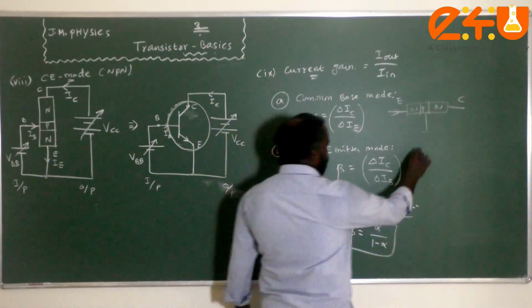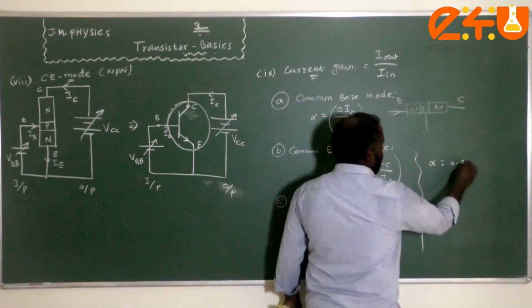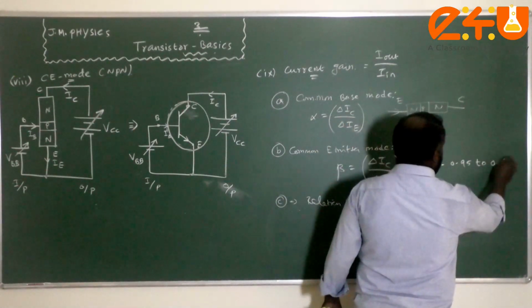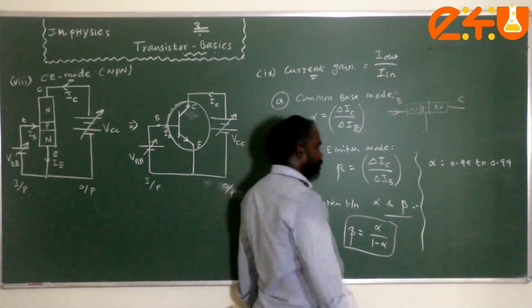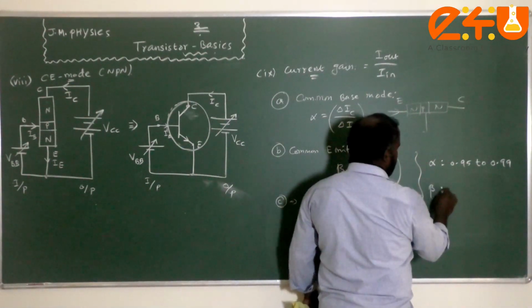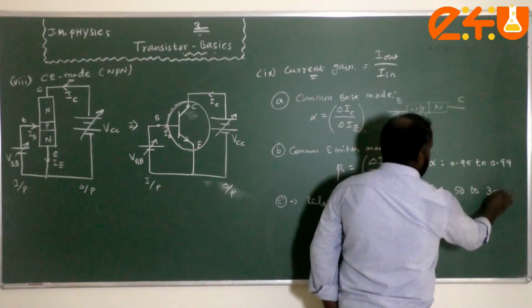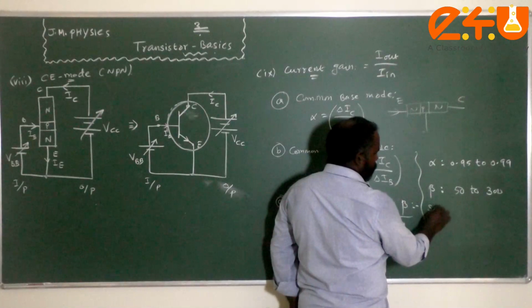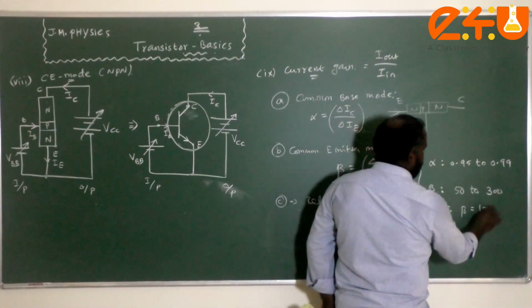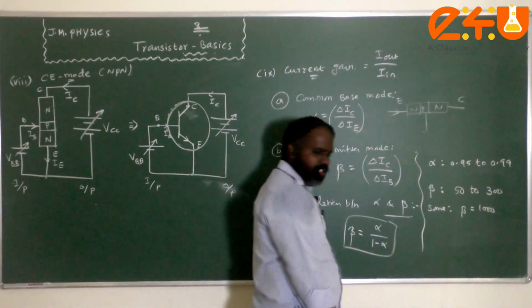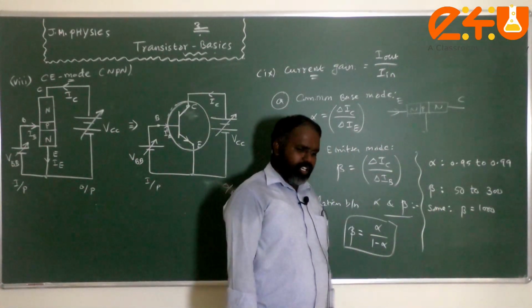Generally, alpha values lie between 0.95 and 0.99. And beta generally ranges from 50 to 300. In some cases, a transistor may be designed with beta as high as 1000. So these are the ranges of alpha and beta values.